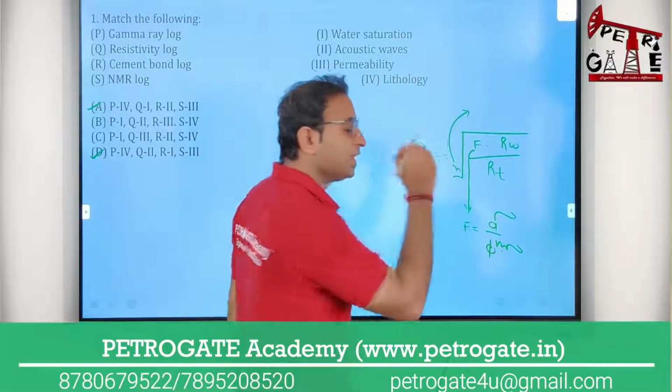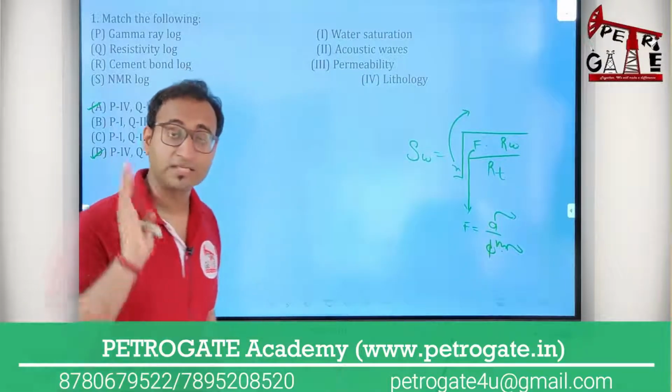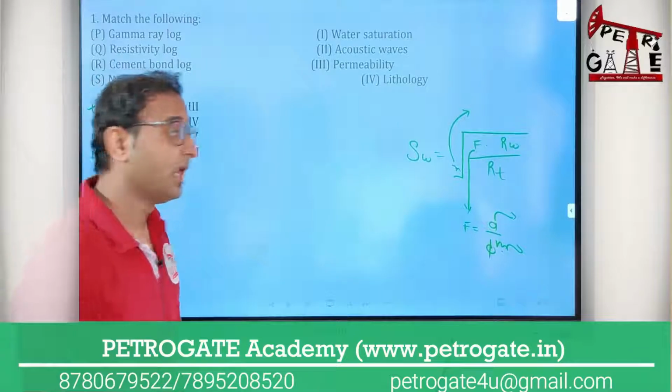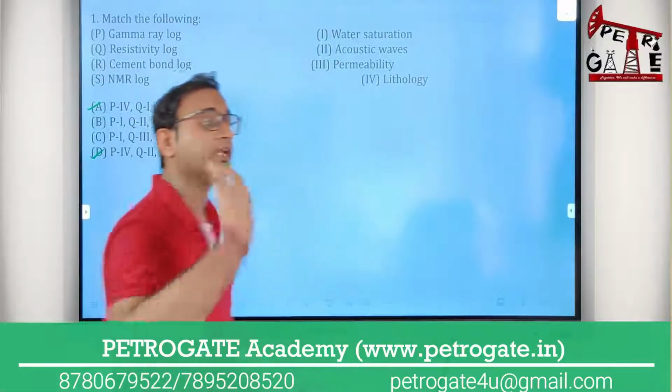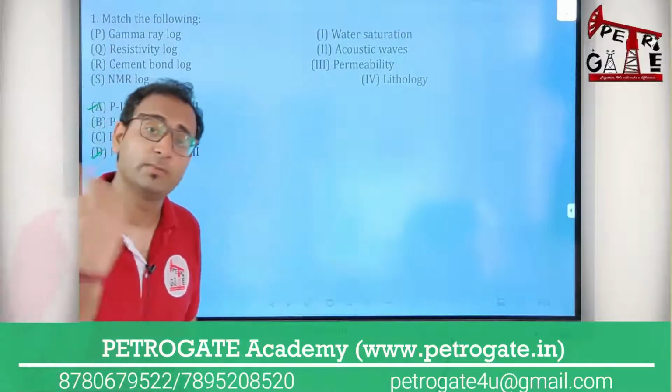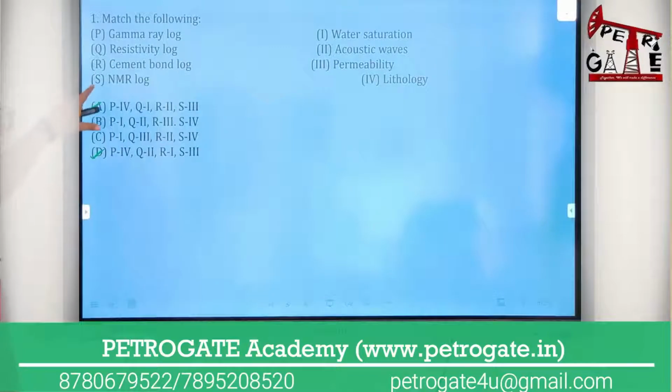These three values will be given in the question if your question is based on the Archie equation. And I repeat again and again, 99% chance the question will be based on the Archie equation. Every year one question will come. Now you will see.